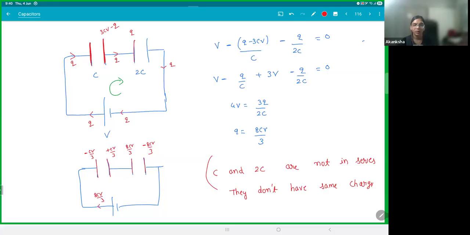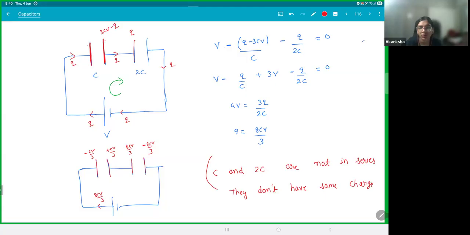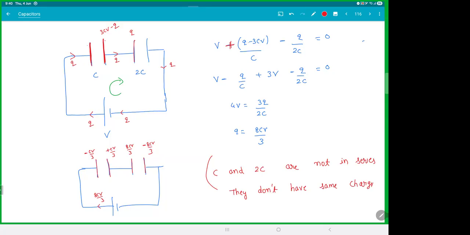3CV minus Q. Now see, when you're writing the equation, when you go here, you're going from which plate to which plate? Negative to positive. So this should be plus here. Oh, okay. And inside it will be plus and minus, so indirectly you multiplied by minus.